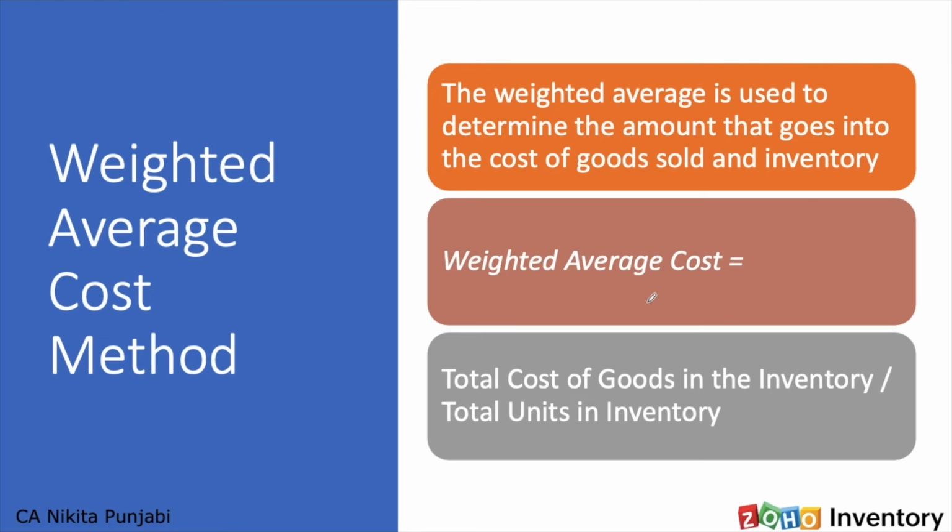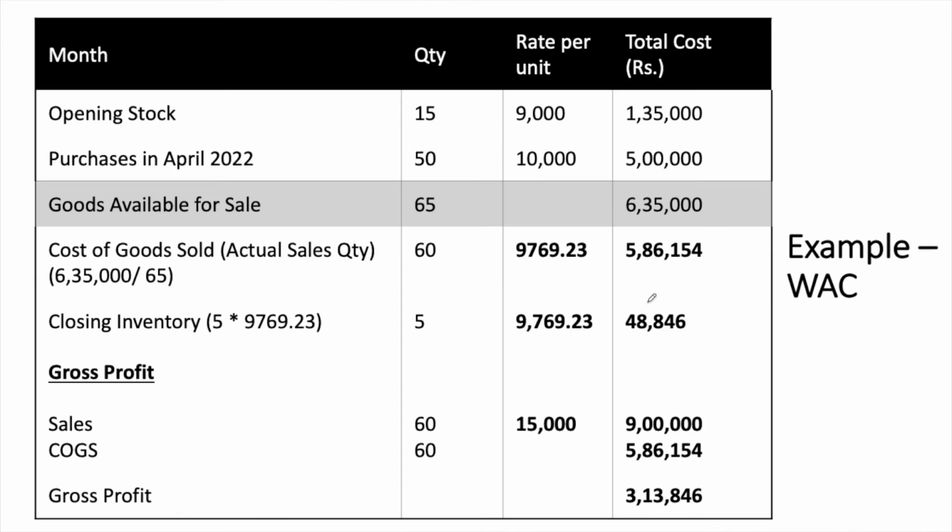Now this method says that, okay, let's calculate the weighted average cost. And let's use that weighted average cost to calculate my cost of goods sold and to calculate my closing inventory. So the weighted average method is used to determine the amount that goes into the cost of goods sold and my closing inventory. Weighted average cost is nothing but the total cost of the inventory upon the total units in inventory. Let's look at the example again.